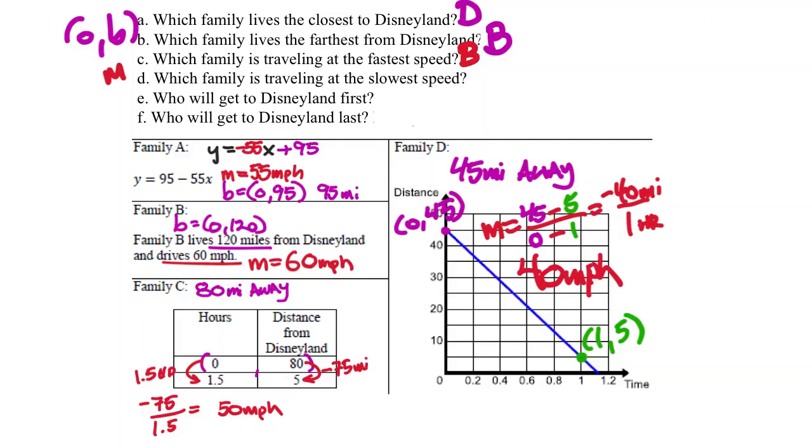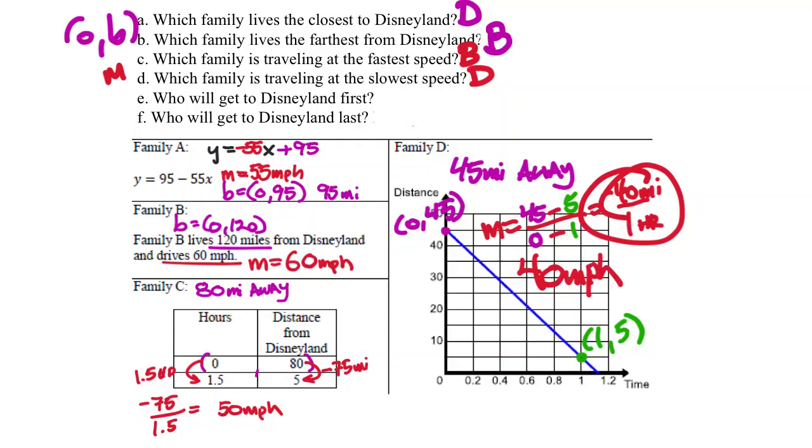And then which family is traveling the slowest? That's family D right here with 40 miles per hour. Family A had 55 miles per hour. Family B, 60 is the fastest, and then 50 for family C. So 40 miles per hour is the slowest.